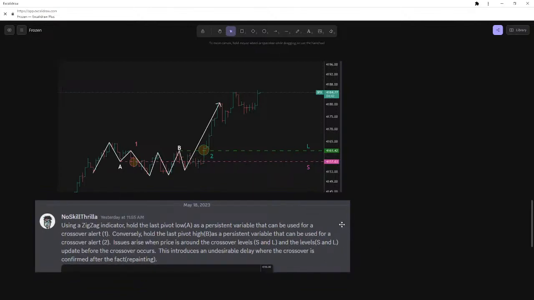Okay. So the question is, using a zigzag indicator, hold the last pivot low as a persistent variable that can be used for a crossover alert, and conversely hold the last pivot high as a persistent variable that can be used for a crossover alert, and the issues that arise when price is around the crossover levels update before the crossover occurs, and this introduces an undesirable delay where the crossover is confirmed after the fact. So I read that, but I don't think I understand what you're asking, nor am I familiar with the zigzag indicator. I don't think I've ever used it, although I've heard people talk about it. Can you explain what's going on?